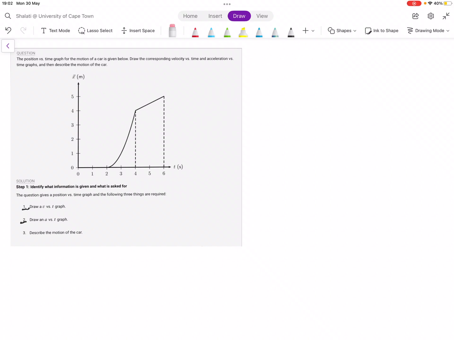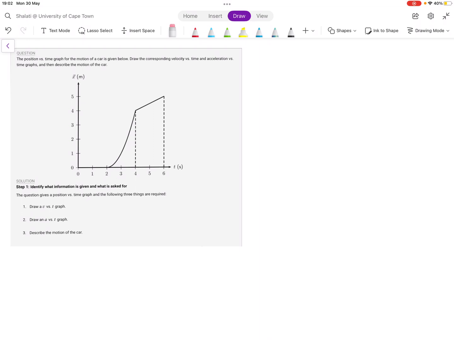Welcome to this lesson. In this video, I'll be explaining how to interpret a position time graph and how to draw a velocity time graph from a position time graph and an acceleration time graph from a velocity time graph. Okay, so this is what you do.